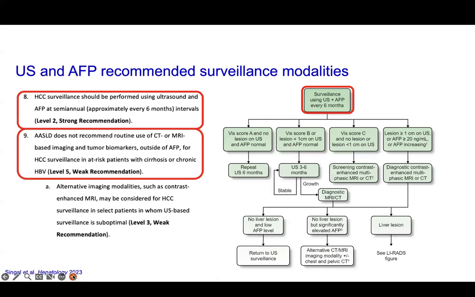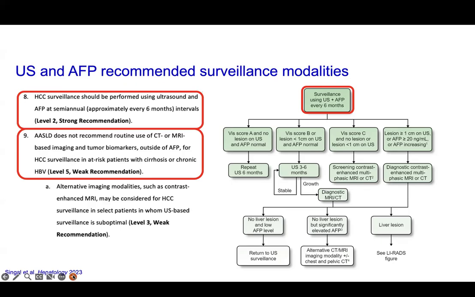So how do we survey our patients? Our guidelines still recommend using ultrasound and alpha-fetoprotein at 6-month intervals, and that's an evolution. In the past, we recommended only ultrasound. Alpha-fetoprotein was controversial. Now our guidelines say AFP and ultrasound every 6 months.